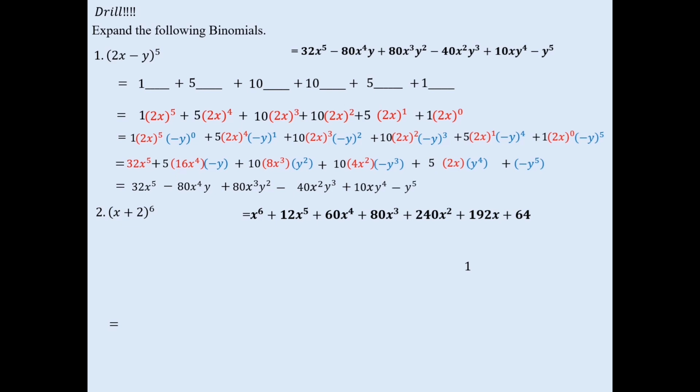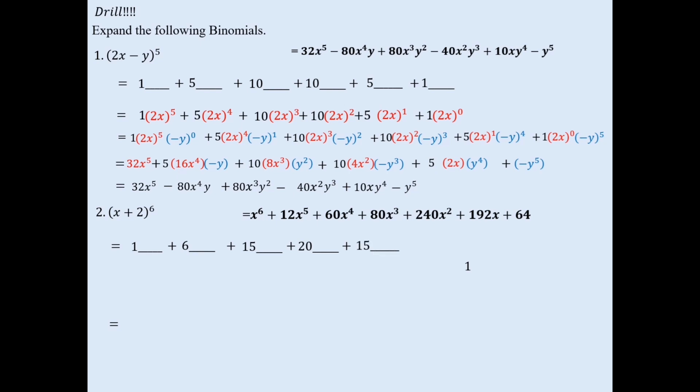So that's number 1. For number 2, you have 6. Again, your n is 6, so meron tayong 7 terms. And that 7 terms will be 1, 6, 15, 20, 15, 6, 1. These are the numerical coefficients. Again, we will write our first term, which is x. You have x to the 6, x to the 5, x to the 4, x cubed, x squared, x1, and x to the 0. Our second term is just 2.